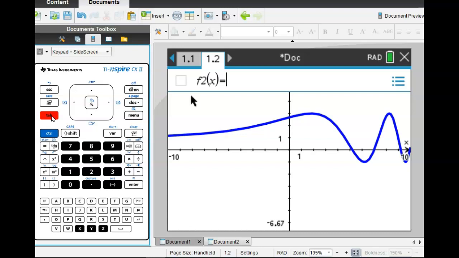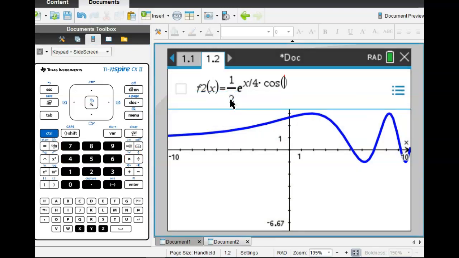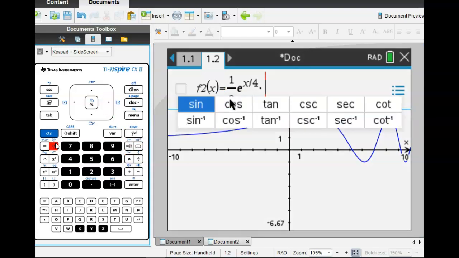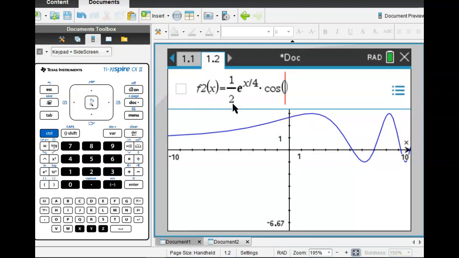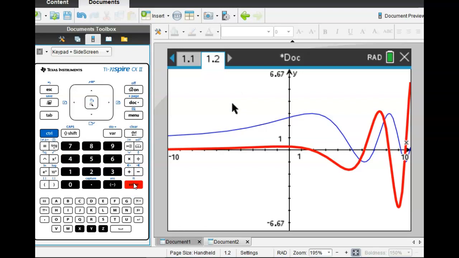Yeah. It's on your paper, dear. One half e to the x divided by 4 times the cosine. Okay. And your two graphs should look like that.